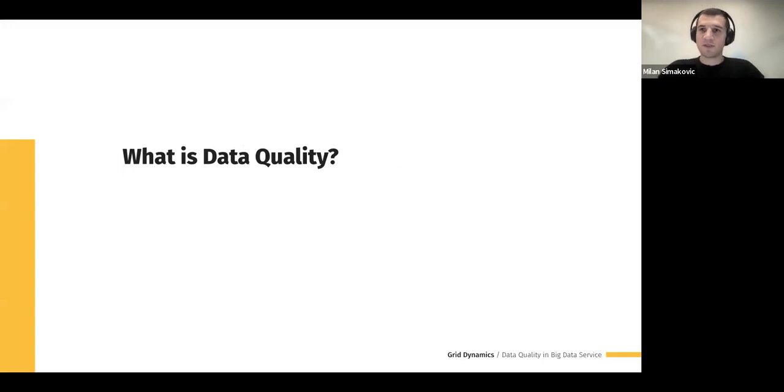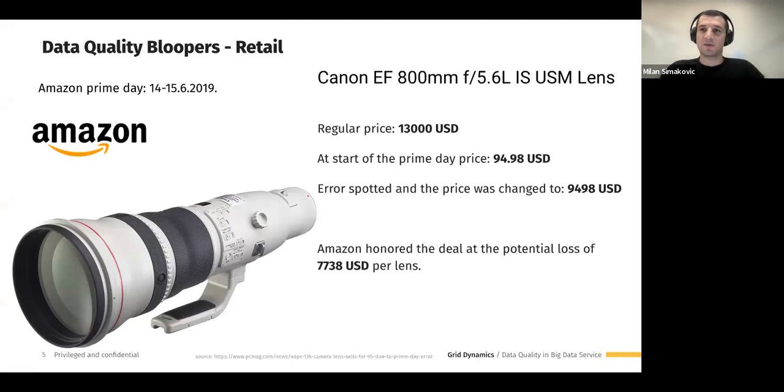So what is data quality itself, and why do we need it? Data quality should quantify the precision of our data. So what does it mean? Let us take a quick look at this example. This example will emphasize that data quality issues can happen to everyone, to every company, and even to the biggest one. One such blooper happened to Amazon.